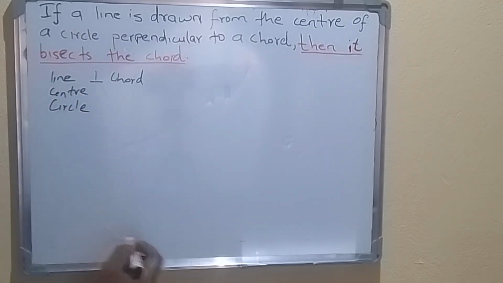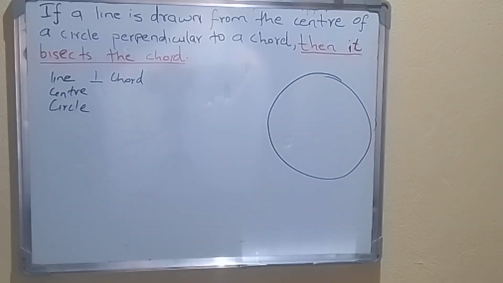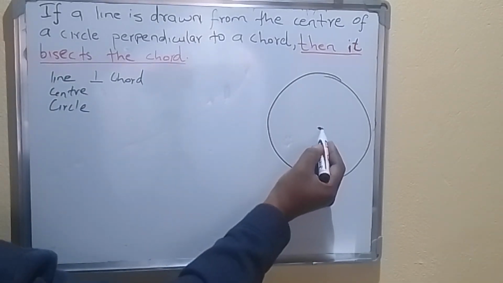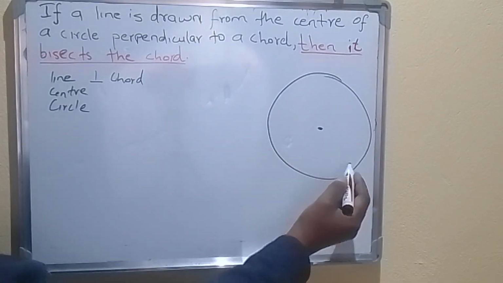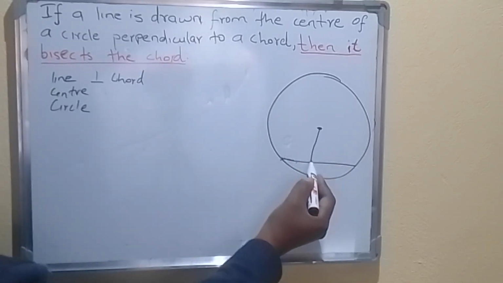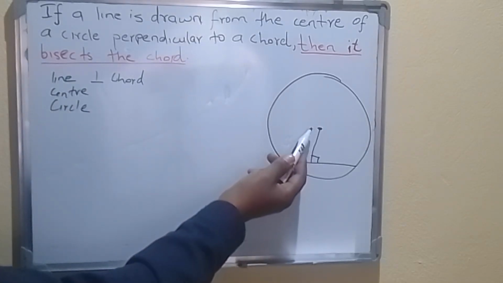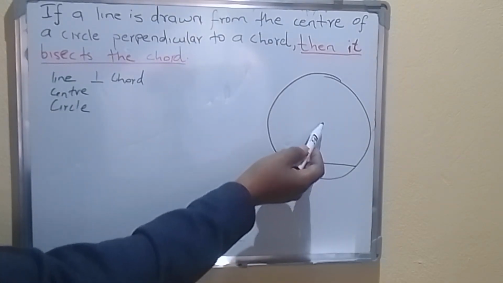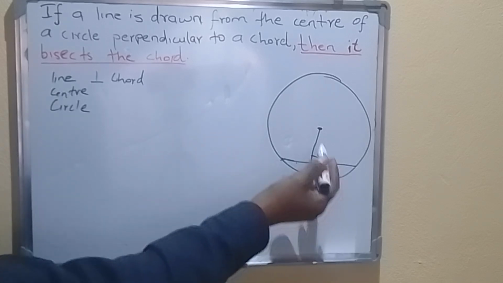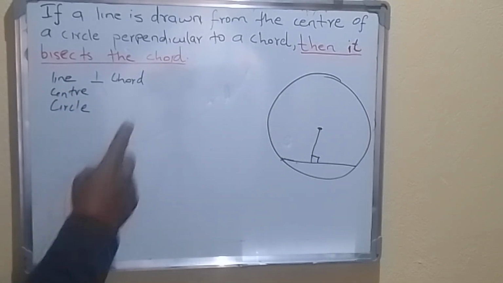So let's try to draw this circle and put a center here. And then from there, a chord, and then let's put a line that will join the center and the chord. And they're saying these two are perpendicular. So this is a circle with a center, and the line that joins the center and the chord, and they meet at 90 degrees, meaning the line is perpendicular to the chord. Now let's look at the then part.